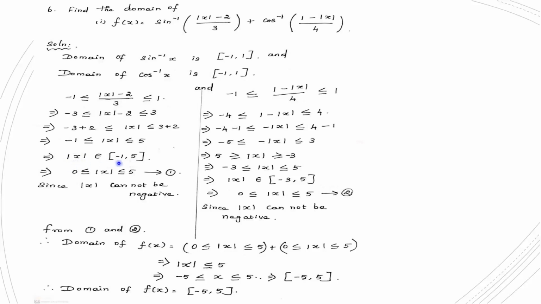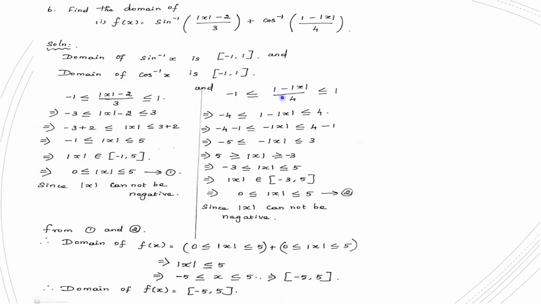So negative values will not come. So we can write from this that the modulus of x value must lie between 0 to 5 only. Where did the minus 1 go? Since negative values cannot come, we write from 0 to 5. Then you have to mark this as the first one. This is the important step. These 2 steps are very important.